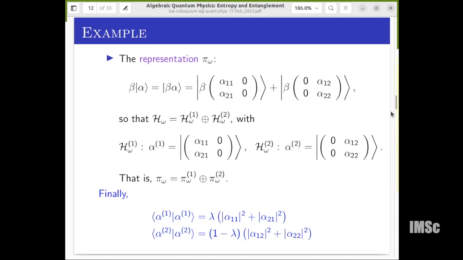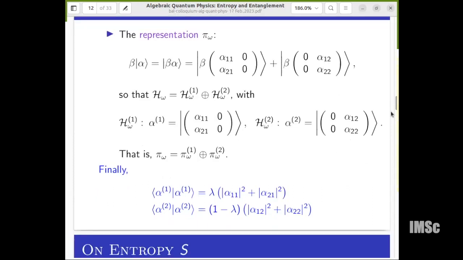So what are the norms? Using the omega, you compute the norm. And you find the scalar product of alpha 1 with alpha 1. By alpha 1, I mean the one with the second column being 0, and by alpha 2, I mean the one with the first column being 0. I compute it, and you find that the norm of alpha 1 is lambda times alpha 1 1 squared plus alpha 2 1 squared, and the second one is (1 minus lambda) times a similar thing. And you can see that they are not equal. This is important.